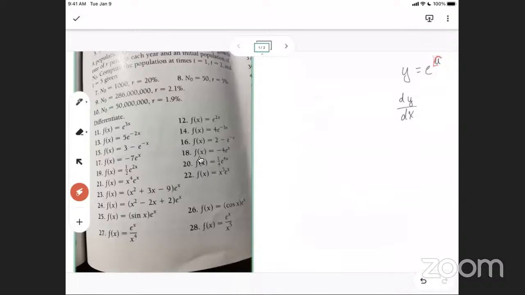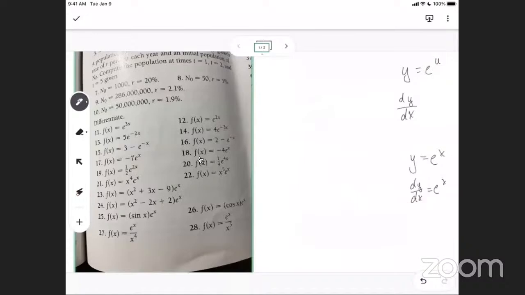Like in our examples here. Number 12, u would be 2 to the x. Number 14, u would be negative 3x. Number 19, u is 2x. You see what I'm talking about? Yes. So the derivative of e to the x with respect to x is just e to the x. That's the derivative of e to the x. It actually is itself. Okay, that's an important thing to understand.